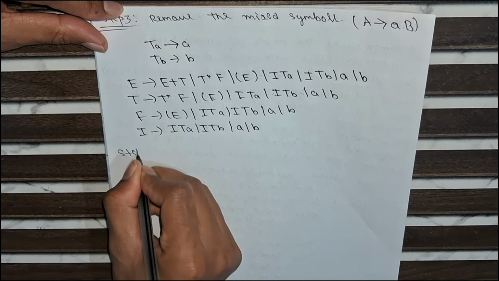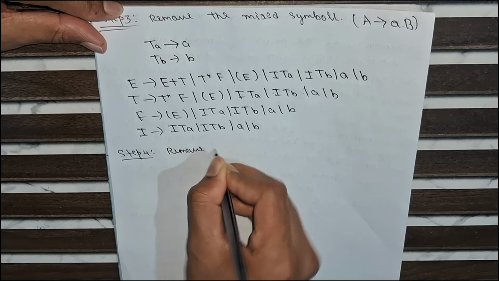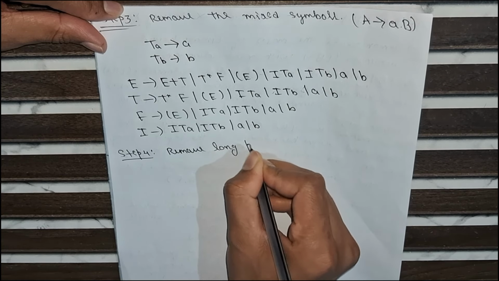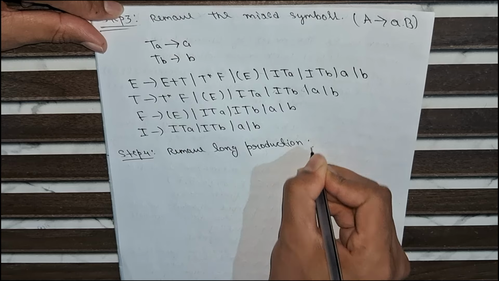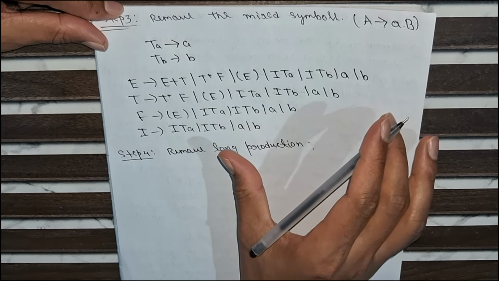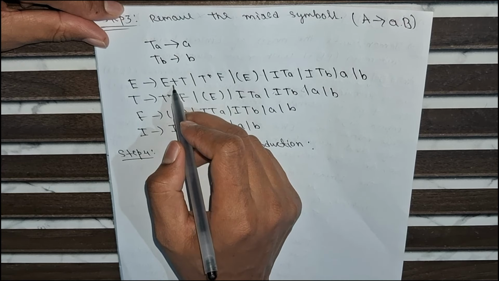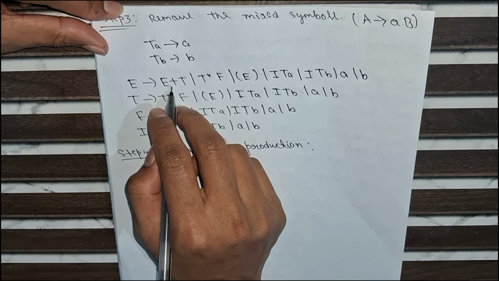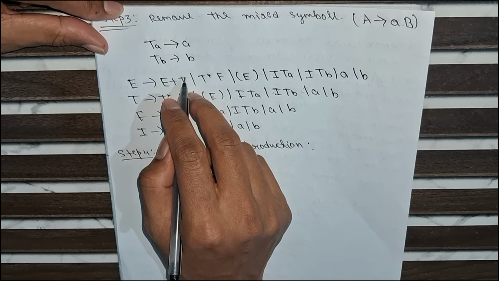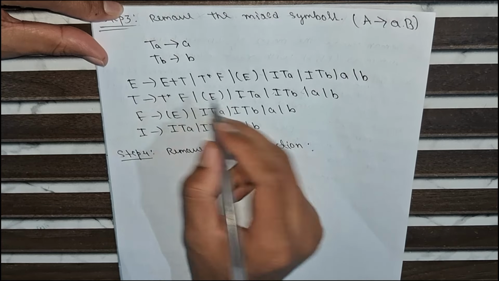So step 4 is remove long productions. So what is meant by long productions? Long productions are those which have two different variables, in between there is a terminal. So this is a long production which consists of two variables and one terminal. So we have to remove this.